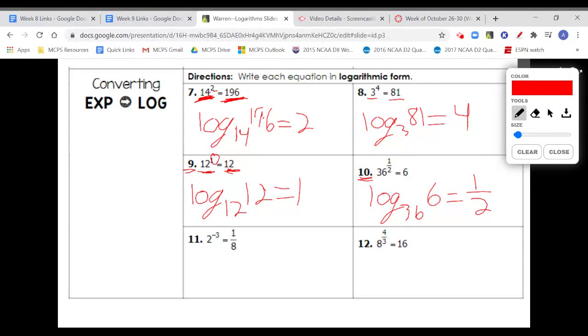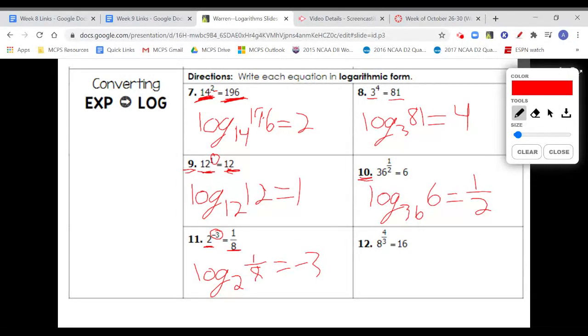Looking at number 11, again, I'm trying to figure out, how do I get from this left side of 2 to the right side of 1/8? I had to raise it to the negative third power. So the log is, how did I get from, or what power takes me from 2 to 1/8? That power is negative 3.